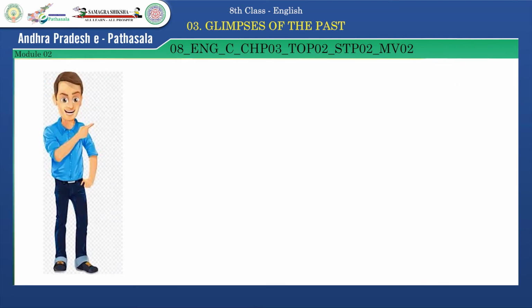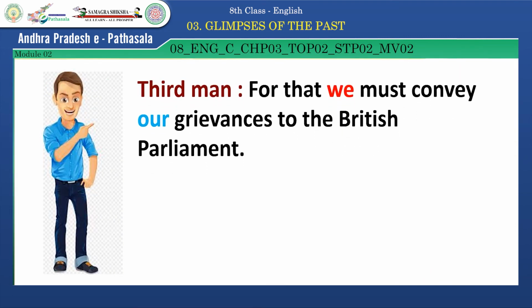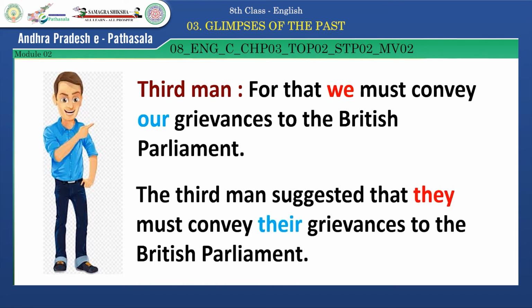The third man said that we must convey our grievances to the British Parliament. Shall we change this into indirect speech? Here we go. The third man suggested that they must convey their grievances to the British Parliament.